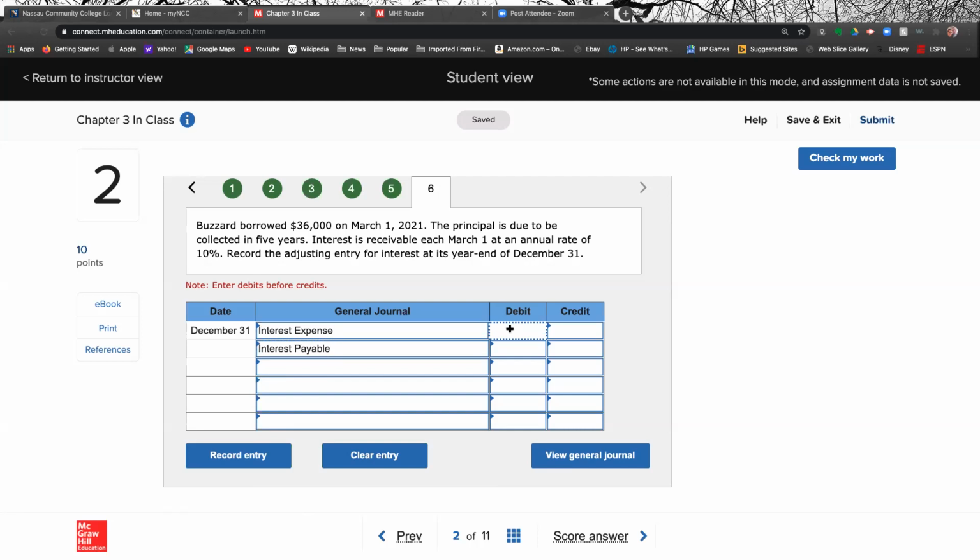They borrowed $36,000 on March 1st. The principal is due to be collected in 5 years. Interest is receivable each March 1st. They should have said payable, because receivable would be the lender, at an annual rate of 10%. Record the adjusting entry for interest at its year end, December 31st.